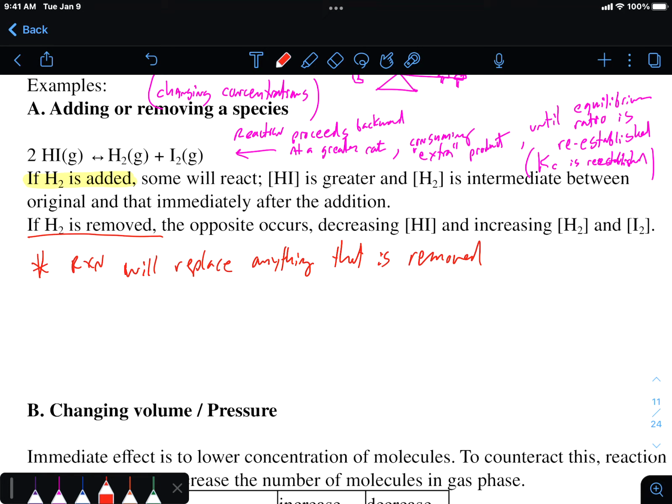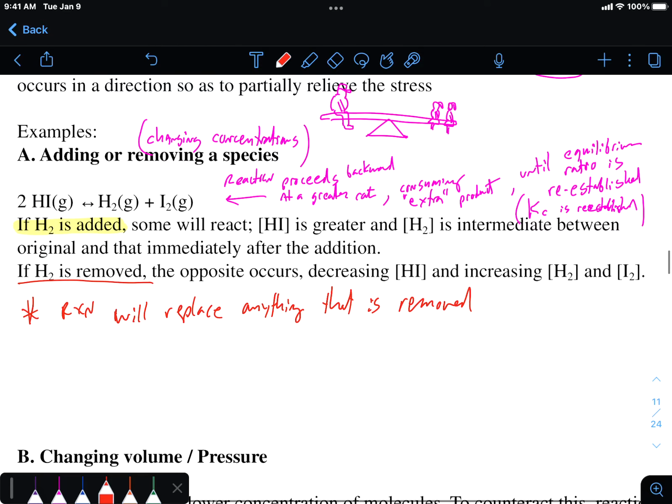Okay? So, either by changing the concentration, meaning increasing or decreasing the concentration. All right, now there's more than one way to change concentration. We can add something, we can remove something, but we can also change the volume. If it's a gas, you can change the concentration by changing the volume.